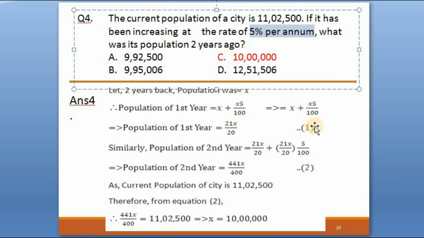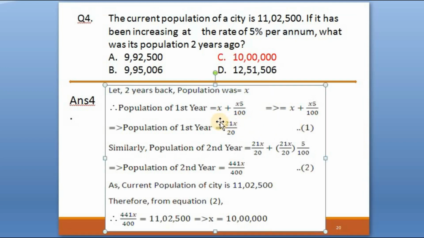Similarly, the population of the second year comes out as 21x divided by 20 plus 5% of that, right? Because in the first equation we have calculated the population of the first year, that is 21x divided by 20. So similarly 5% of this is the increase in the second year. So we will apply the same concept here: 21x divided by 20 plus 21x divided by 20 into 5 by 100. So this comes out as 441x divided by 400.